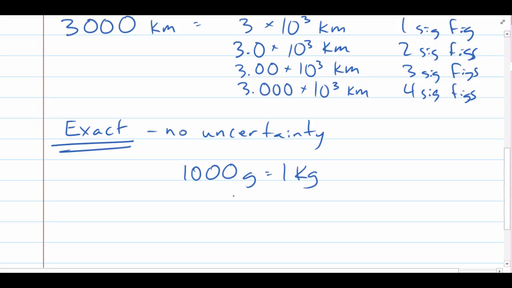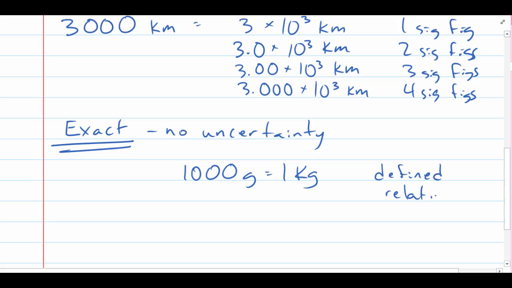It's not that there's 999.9999 grams in 1 kilogram or 1,000.00001 grams in 1 kilogram. There's exactly 1,000 grams in 1 kilogram. Exactly. So, defined relations. This is what we call a defined relationship.